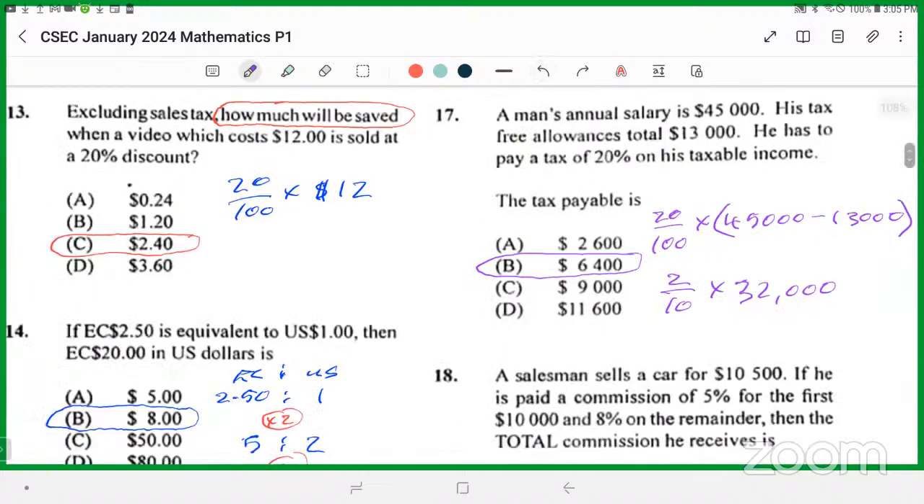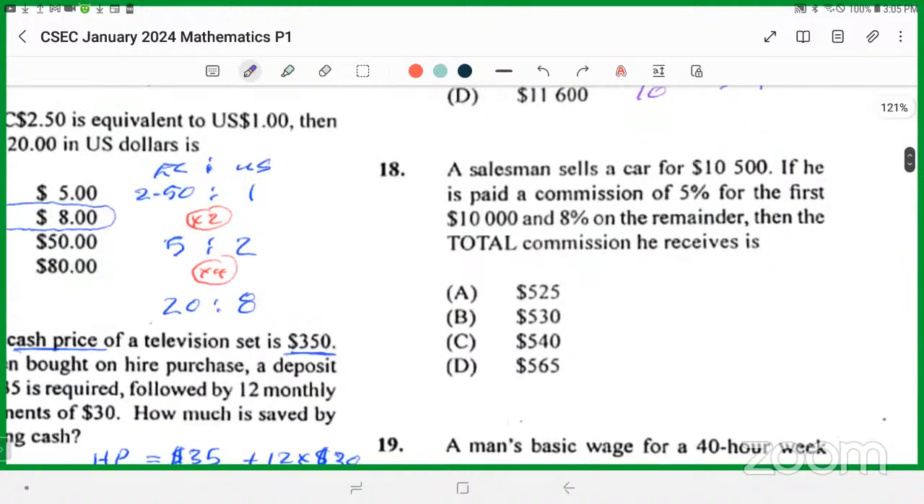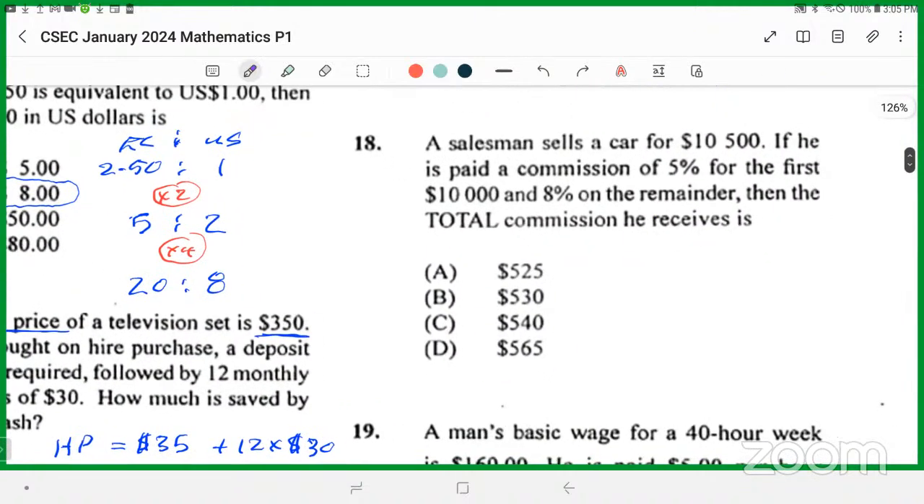Next question says, a salesman sells a car for 10,500. If he is paid commission of 5% on the first 10,000 and 8% on the remainder, then his total commission is what? Okay, so he's paid 5% on the first 10,000, and he's going to have $500 left at 8%.